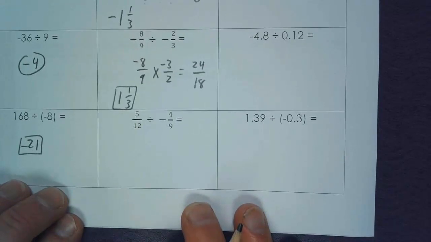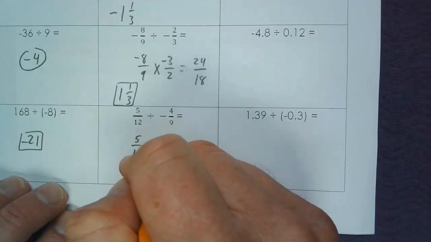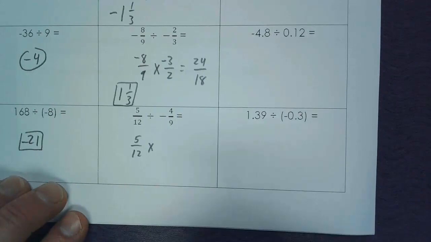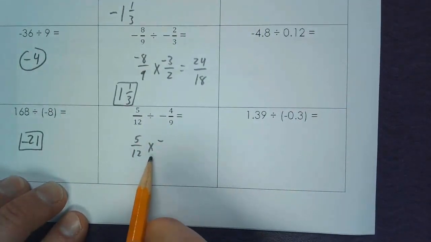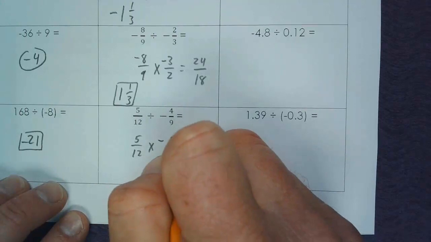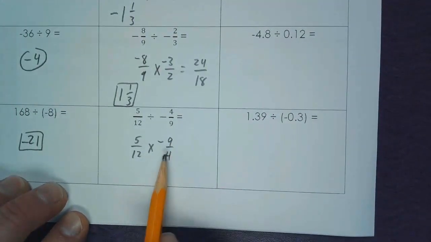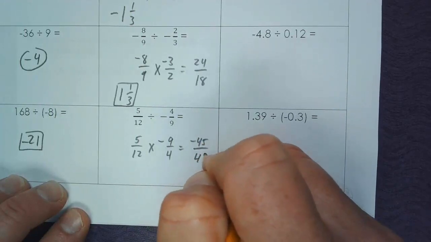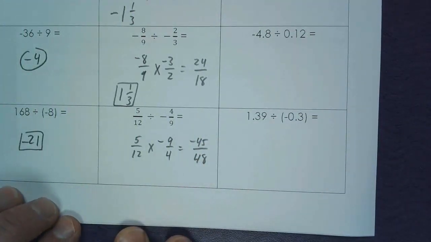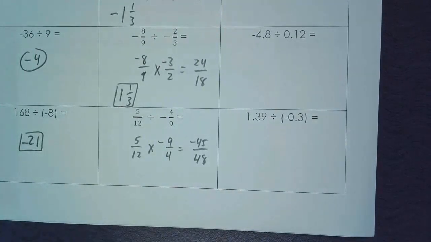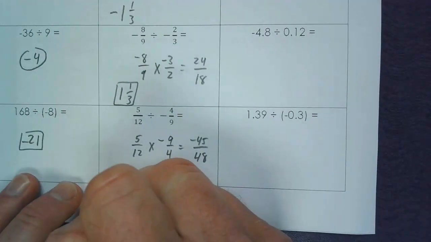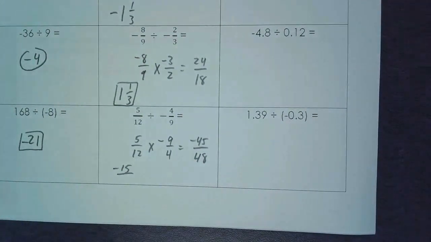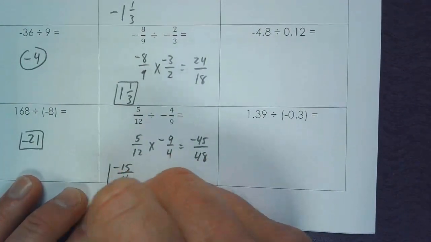Let's go ahead and do this third one. First fraction stays the same. Change the sign, and then I'm going to take the reciprocal. Notice I put that negative up here with the 9. Negative 45 over 48. And I believe that will reduce down to negative 15 over 48 divided by 3, which is 5 over 16.